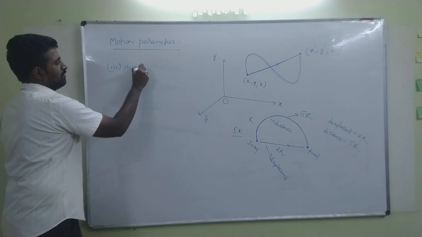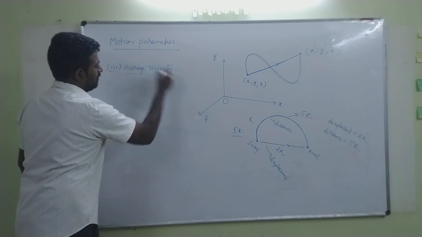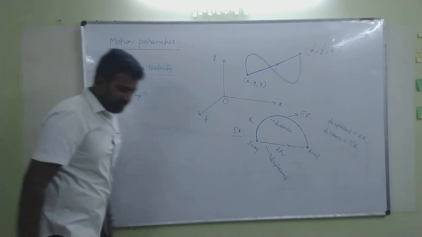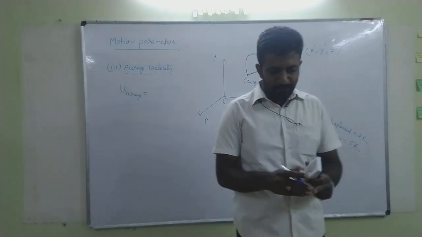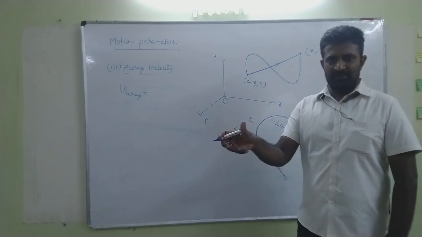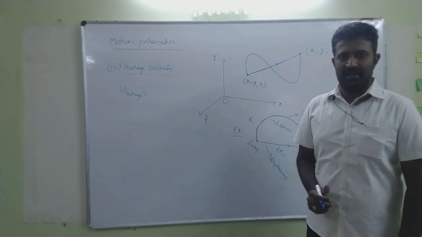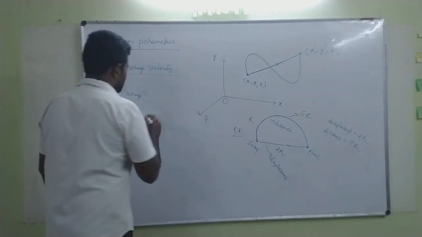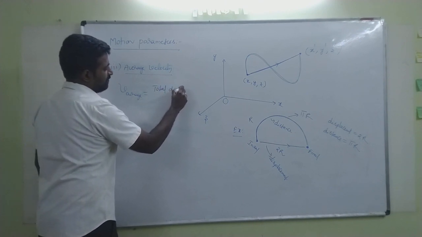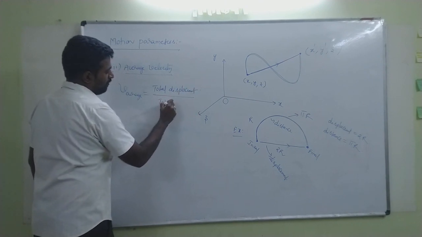Next, the parameter that I am going to describe is average velocity, V average. Average velocity is a parameter which is related to the full time interval for the motion. We will define it as total displacement divided by the total time interval over which the motion has happened. So average velocity is defined as total displacement divided by total time.